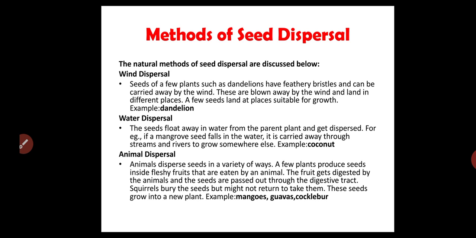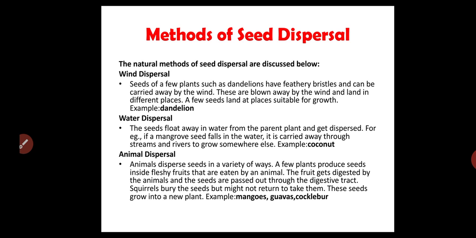Next is animal dispersal. Animals disperse seeds in a variety of ways. A few plants produce seeds in fleshy fruits, and they are eaten by the animals, and the fruits get digested, and the seeds are passed through their digestive tract. A very good example is that squirrels bury the seeds. Where they have buried them, if the situation is good for the seed to germinate and grow into a new plant, it can.